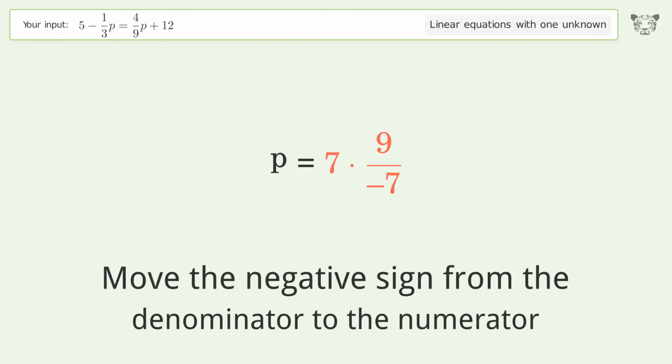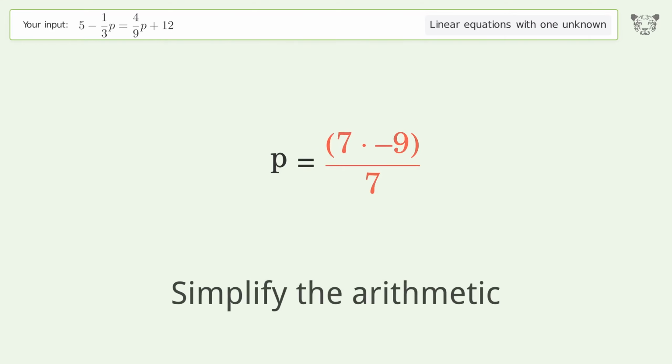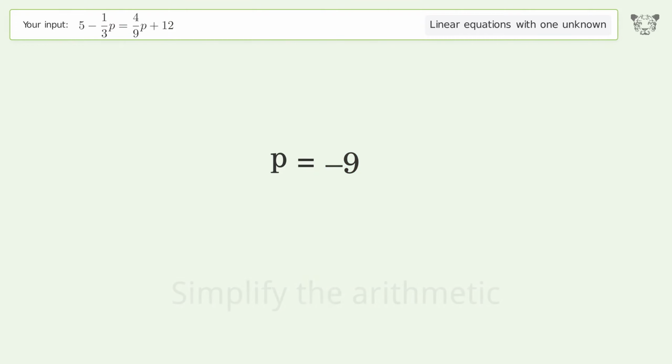Move the negative sign from the denominator to the numerator. Multiply the fractions. Simplify the arithmetic. And so the final result is p equals -9.